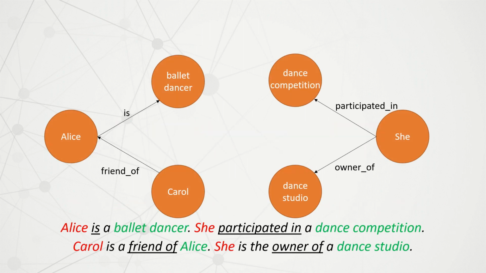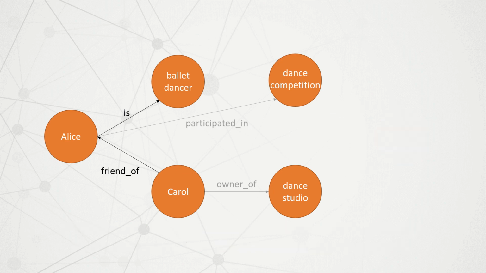If you build a knowledge graph out of the four relations extracted, she will be seen as a single entity who participated in a dance competition and owns a dance studio, which is not only factually inaccurate but also ambiguous. By looking at the knowledge graph alone, we are not able to tell who she is. What I aim to achieve out of this project is to resolve these ambiguous entities into their appropriate entity.